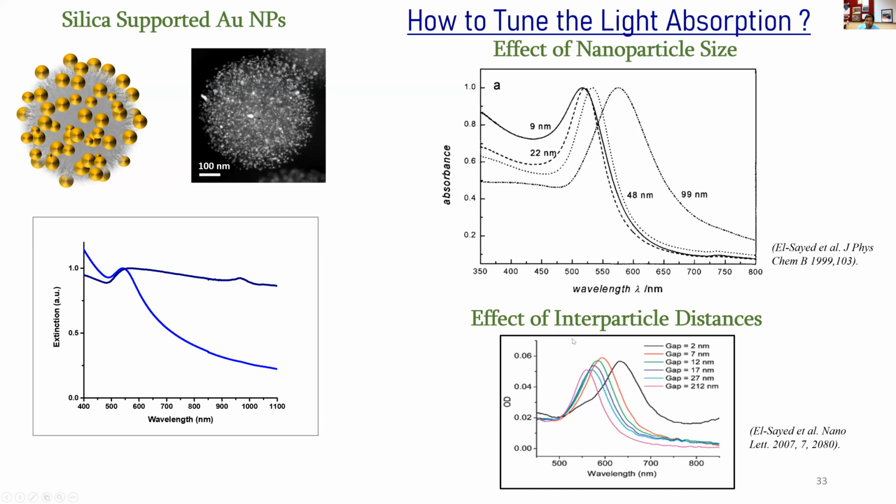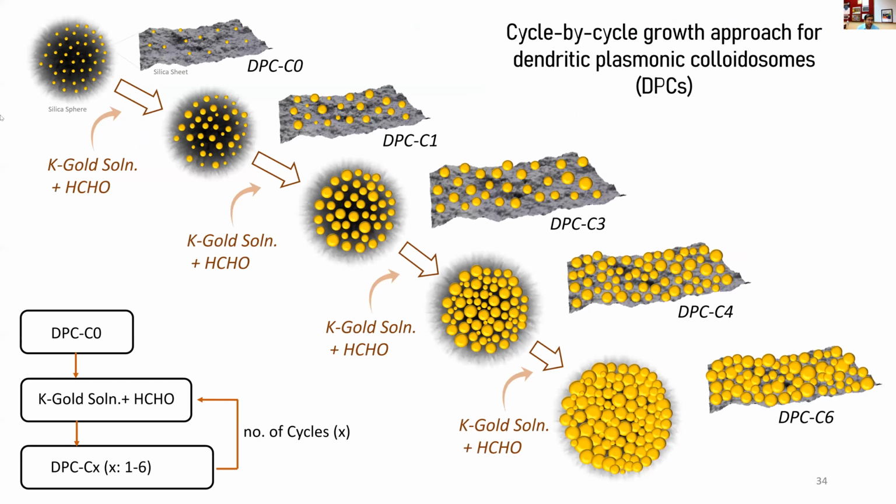Now the challenge is, how do I play with the gaps of the nanoparticles? I can easily play with the nanoparticle sizes, but what about the gaps? How do I do that on a solid surface? So there we came up with this hypothesis that a silica sphere has a lot of these fibers, silica sheets. We will coat these silica sheets with small gold nanoparticles, create some sort of C0, and then in the next cycle, we will only grow the existing gold nanoparticles without creating any new nanoparticles on the silica sheet.